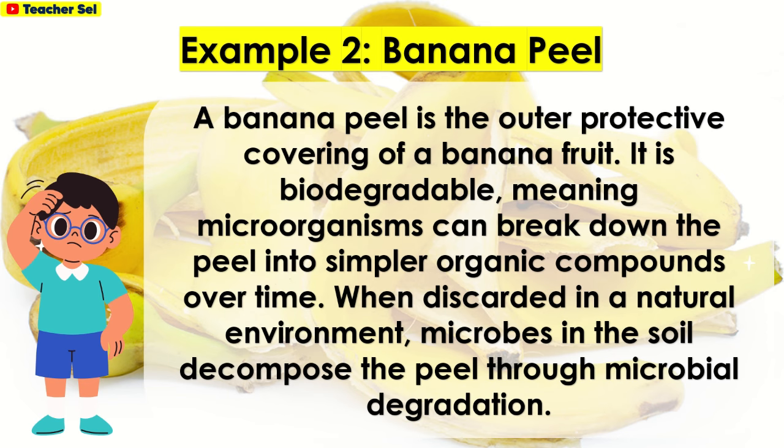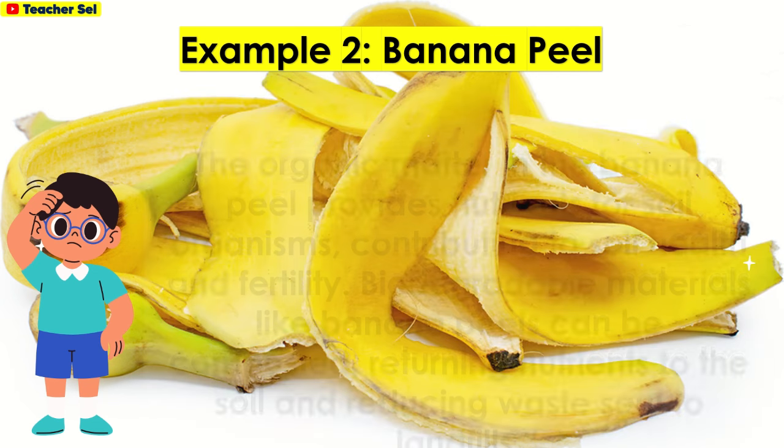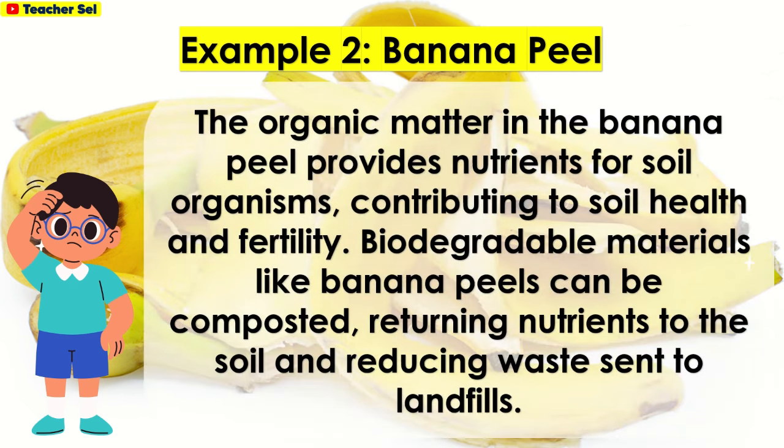When discarded in a natural environment, microbes in the soil decompose the peel through microbial degradation. The organic matter in the banana peel provides nutrients for soil organisms, contributing to soil health and fertility. Biodegradable materials like banana peels can be composted, returning nutrients to the soil and reducing waste sent to landfills.